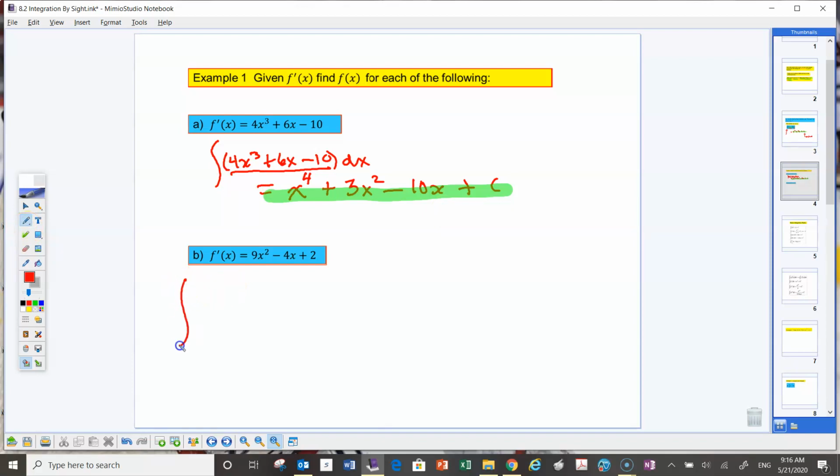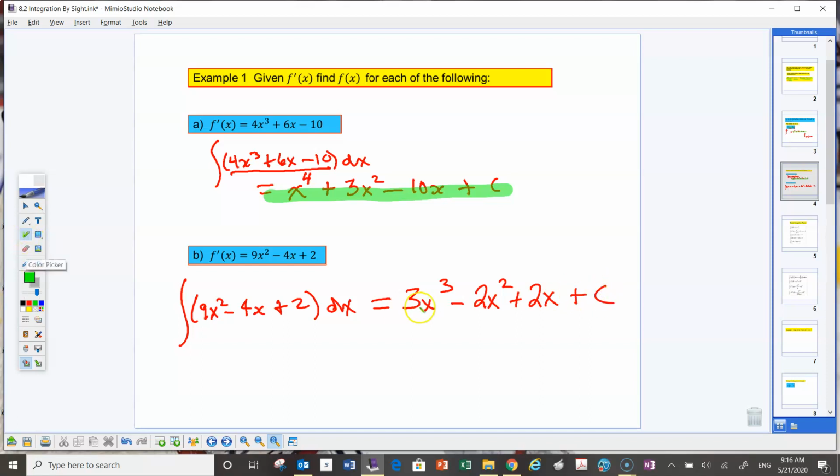All right, next question. I want to take the integral of 9x squared minus 4x plus 2 with respect to variable x. So again, the integral of 9x squared would be 3x cubed. The integral of 4x would be 2x squared. The integral of 2 would be 2x, and I have my constant. So again, this would be the antiderivative of 9x squared minus 4x plus 2.